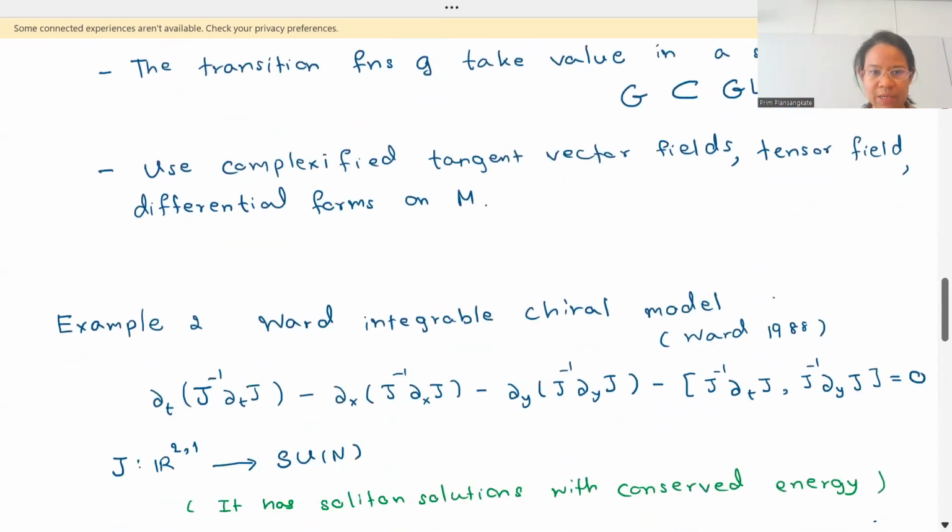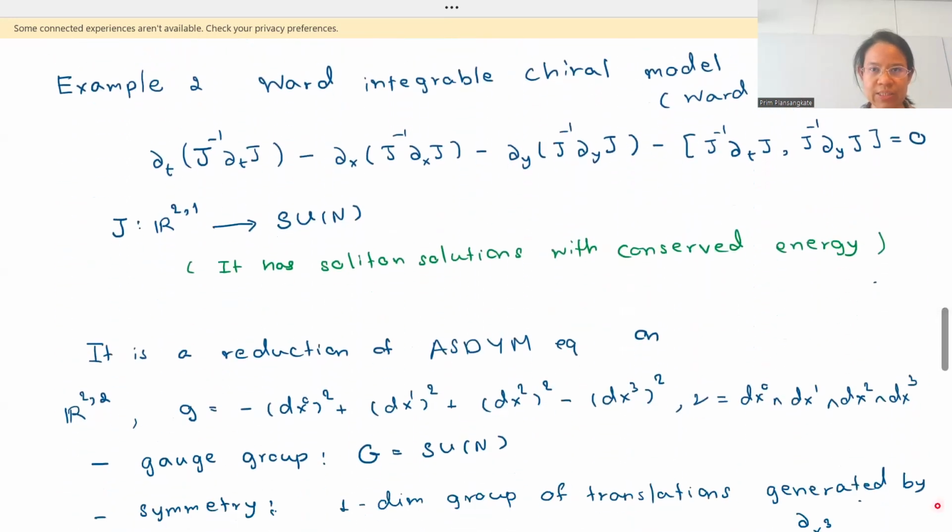Right, so let me look at the second example of a reduction of the anti-pseudo-Yang-Mills equation. It is the Ward integrable chiral model, and this is due to Richard Ward in his 1988 paper. And it is this equation here. The dependent variable is J, which is a matrix valued function. So it's a function of X, Y, and T, and it takes values in SU(N), the special unitary group. So that's why we need a complex vector bundle now.